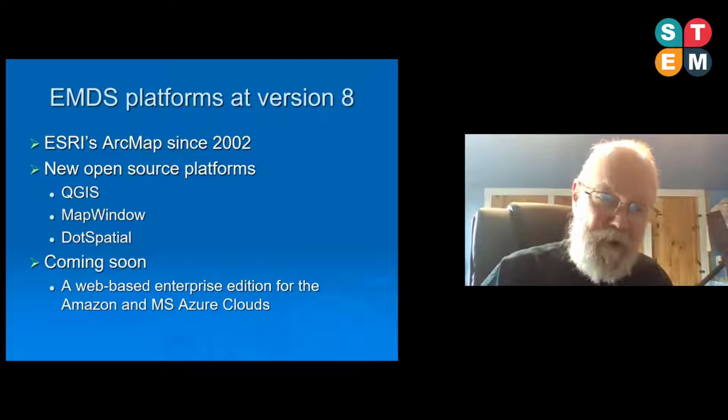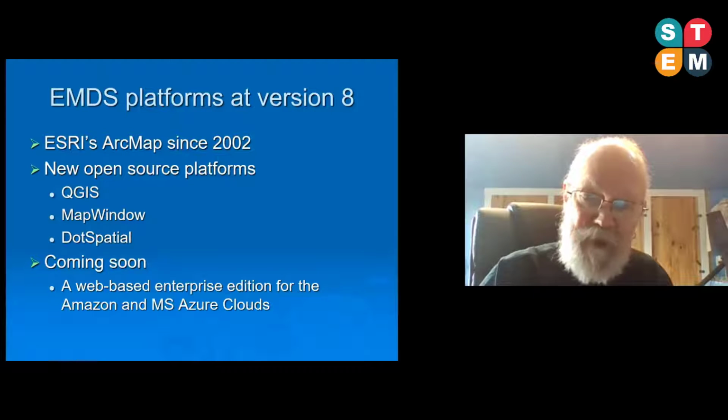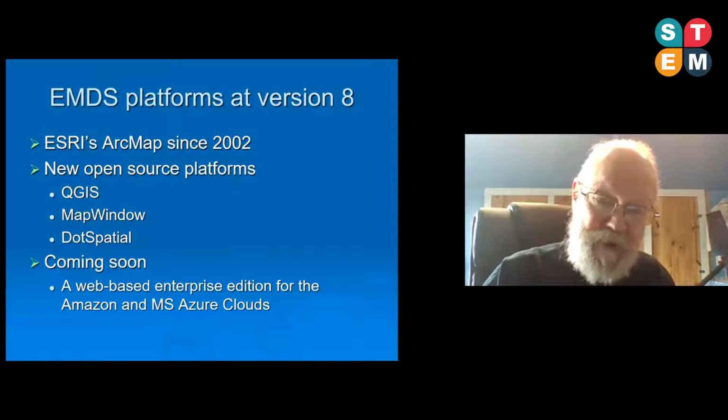So a little bit about architecture. EMDS is a GIS-based technology, like I said, and it's been based originally since 2002 on ESRI's ArcMap, which is a commercial system. So recently we are about to release open source versions, and one I'll point out because it's popular in Europe is QGIS, and there are some other ones. We're also quite soon coming out with a web-based enterprise edition, probably sometime by the middle of this year. This will run on platforms like Amazon and Microsoft Azure.